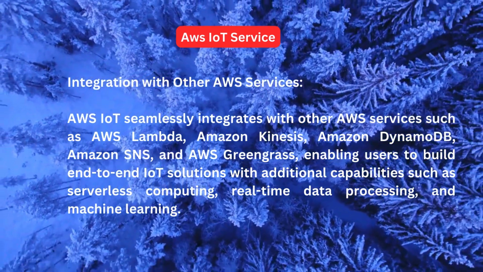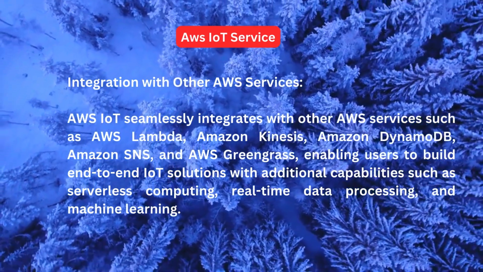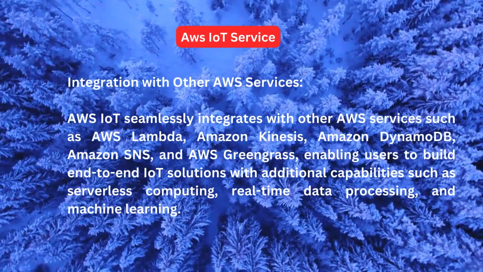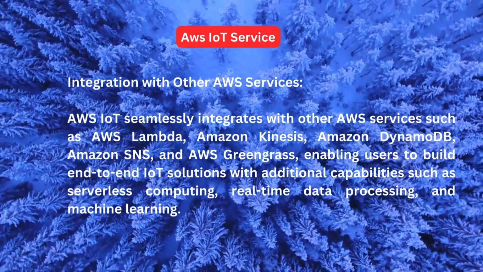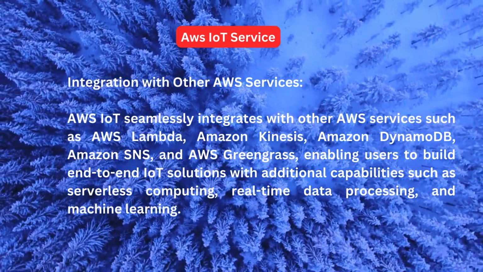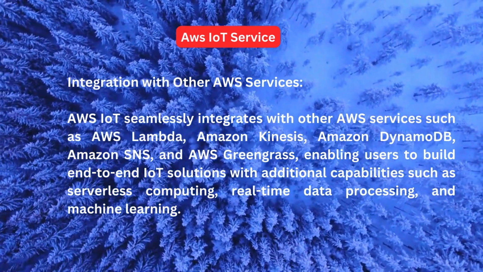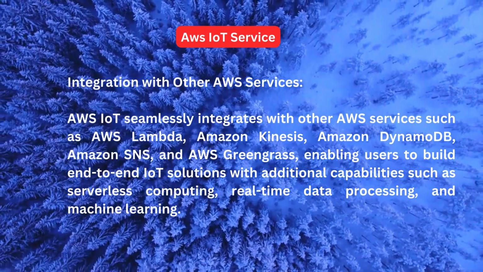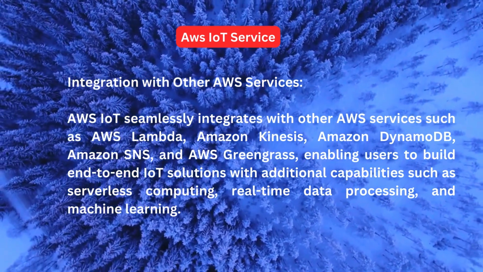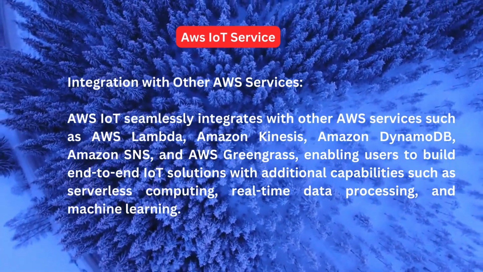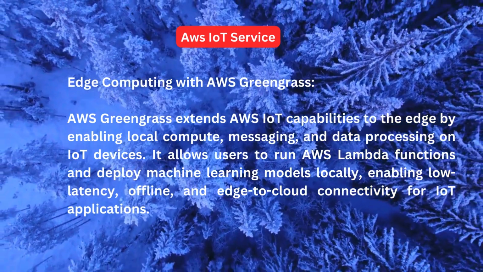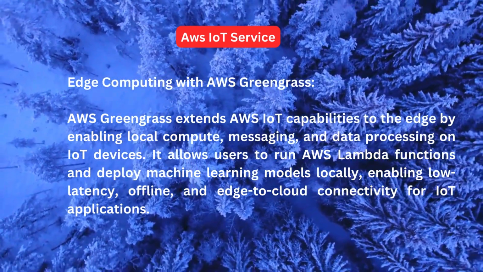Integration with other AWS services. AWS IoT seamlessly integrates with other AWS services such as AWS Lambda, AWS Kinesis, Amazon DynamoDB, Amazon SNS, and AWS Greengrass, enabling users to build end-to-end IoT solutions with additional capabilities such as serverless computing, real-time data processing, and machine learning. Edge computing with AWS Greengrass.